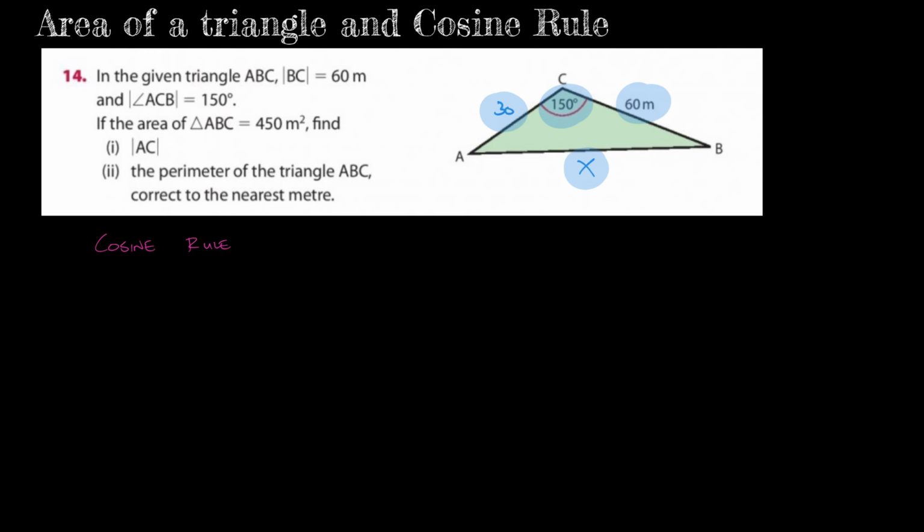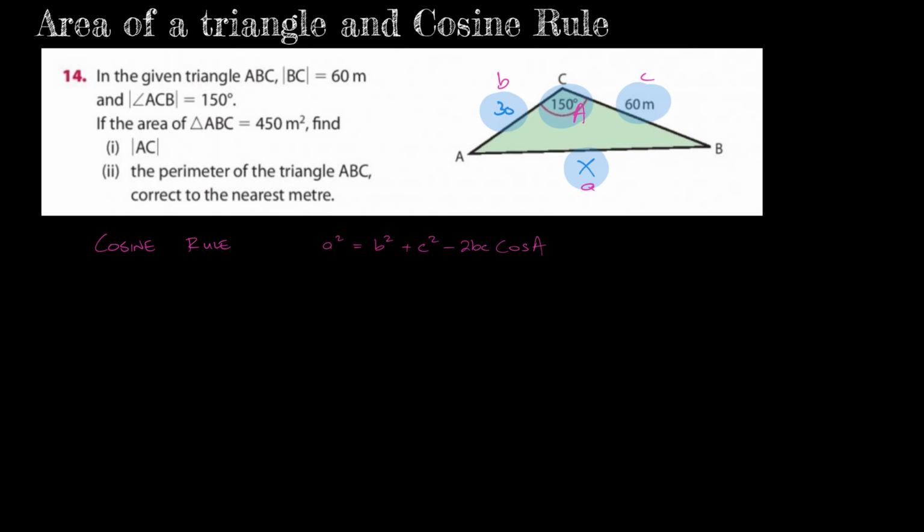a squared is equal to b squared plus c squared minus 2bc cos of a. So that's our cosine rule. We now need to fill in all the information. So the angle is going to be A. Opposite the angle is going to be lowercase a. B and C will just go from left to right. Okay.